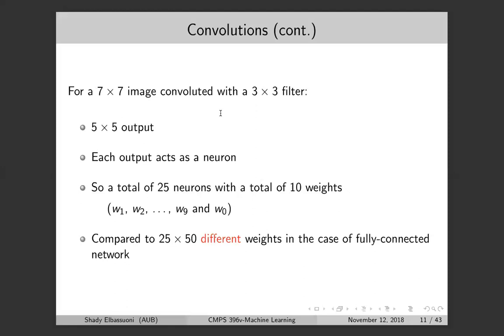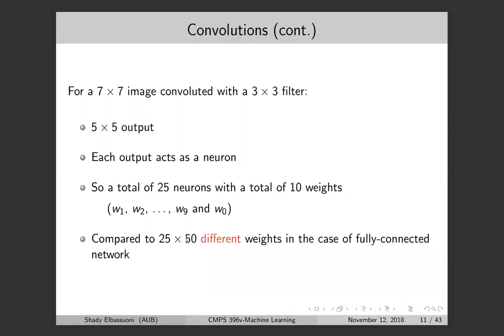I'm using 25 neurons, so you could assume that I'm using 25 neurons. Every neuron, if it's fully connected, would have the 49 pixels plus the bias, that's 50, connected to it. And these have different weights from the next neuron and the next neuron out of the 25 neurons. So I have a total of 25 times 50 different weights.